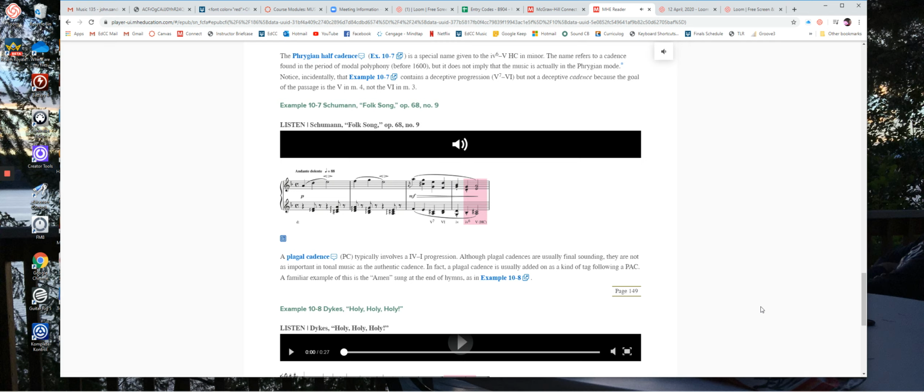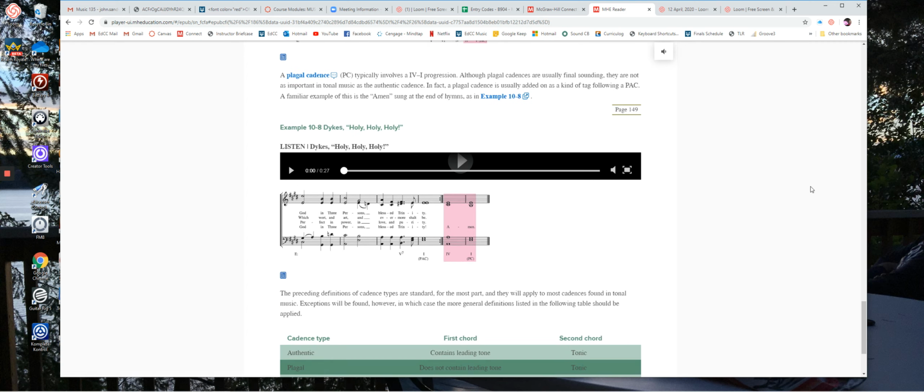And did you hear la-sol? That was in the bass. And that's, again, that Phrygian sound, that half step. The Phrygian mode is defined in its sound by a half step between the first and second scale degrees. So the Phrygian half cadence.